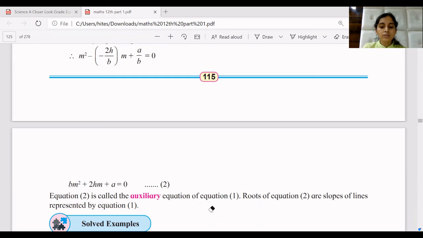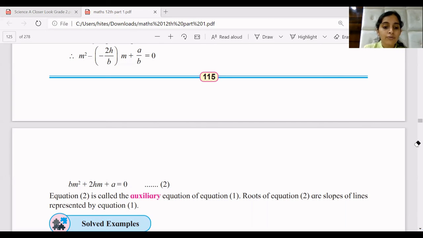This equation 2 is called the auxiliary equation of equation 1. What is our equation 1? It is the representation of the combined equation, okay, and roots of equation 2 are slopes of lines represented by equation 1. So I told you those two equations are very important. They give you the slope of the two lines separately, and from there you can directly make the equations of the line. Okay, so I think we're clear with the three theorems.